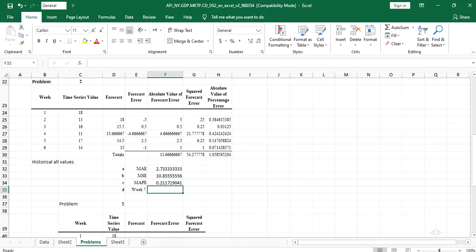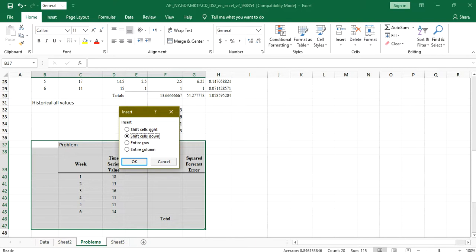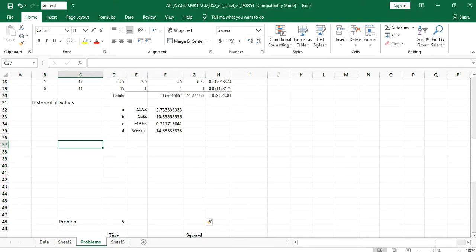Okay, now week 7, we will calculate week 7's forecast. That would be all the values divided by 6 weeks. 13 plus 16 plus 11 plus 17 plus 14 divided by 6 weeks. So it's 14.83. So that was the answer of problem 2.